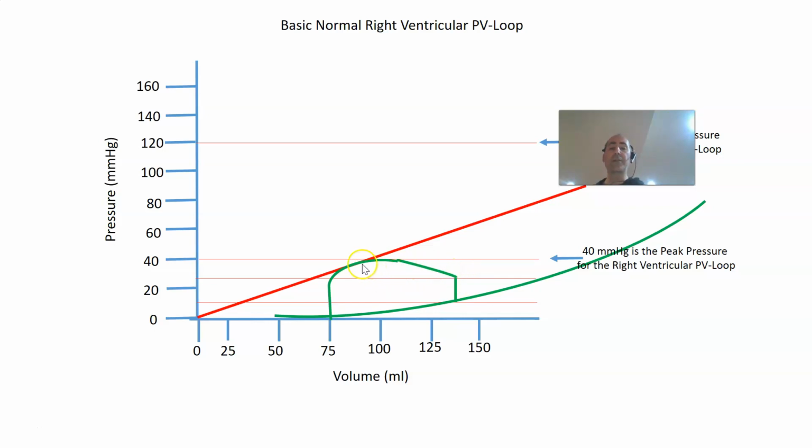So the peak pressure is going to be a lot lower. In this case, it's going to be 40, and then it's going to come back over. You still have a diastolic curve. You still have a systolic pressure curve. You have all of the pieces that you would have in the left side of the heart, except that everything's smaller. So that's really the difference.